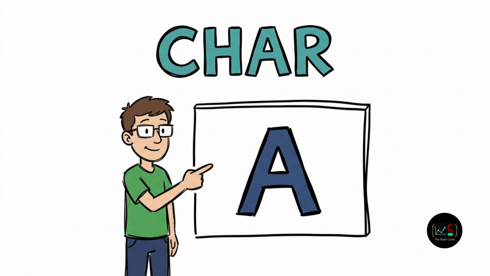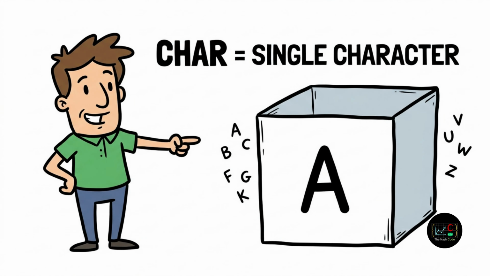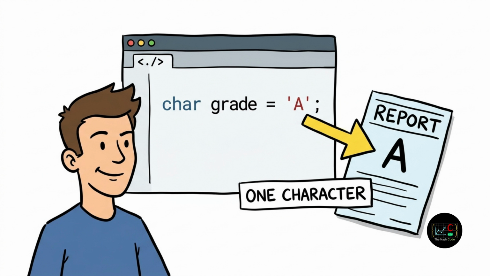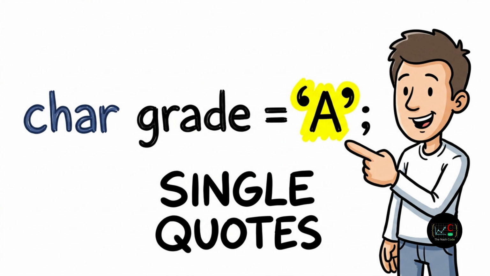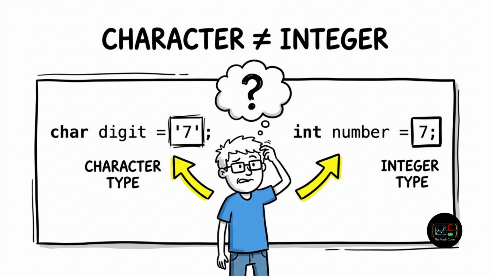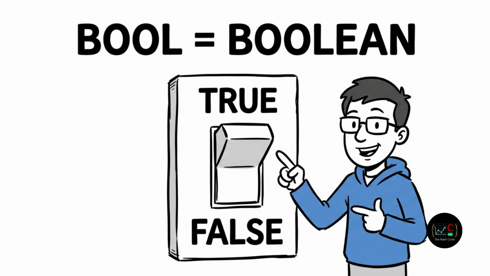Now, char. Char stores a single character. For example, char grade = 'A'. A char is commonly 1 byte. Notice that 'A' uses single quotation marks. Also remember, '7' is a character, while 7 is an integer. They are different types.